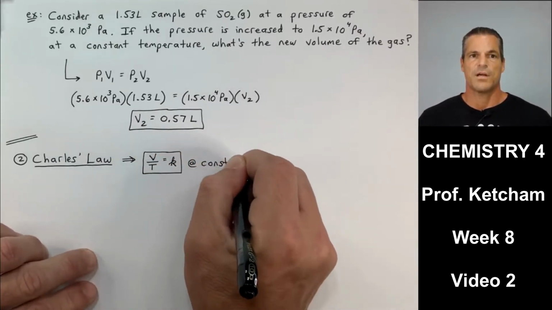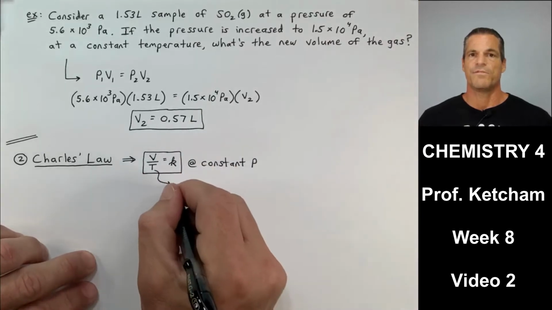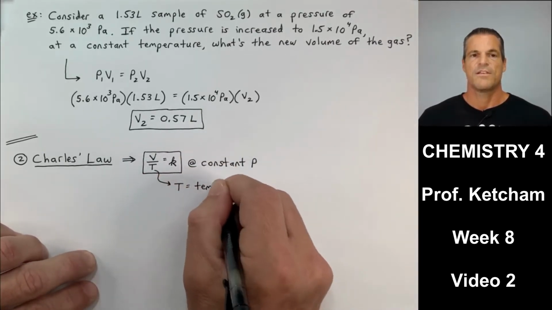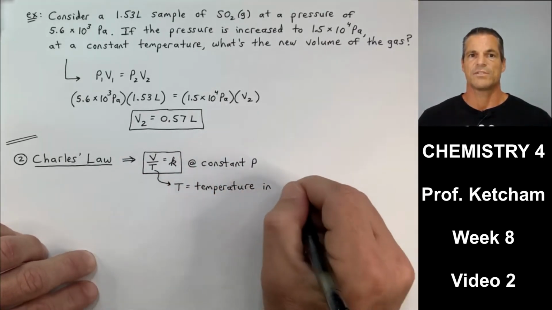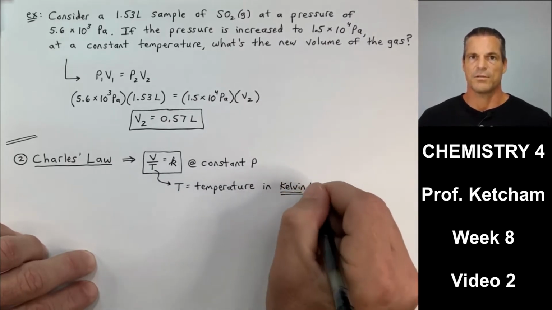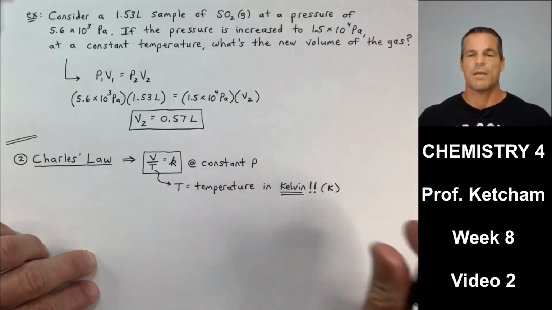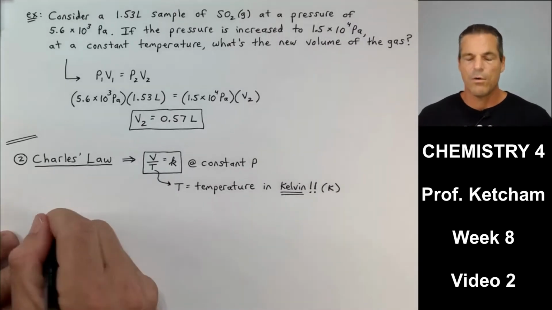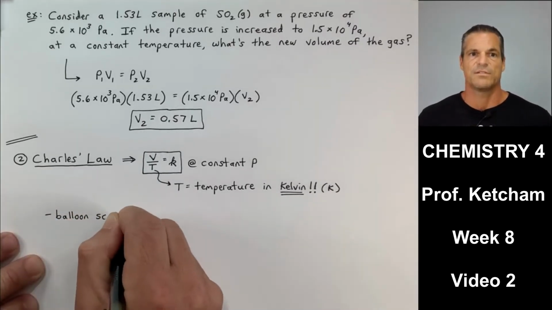The second law I want to talk about today is a relationship between volume and temperature. V over T equals K at constant pressure, with the other variables held constant. The temperature must be in kelvins. Always think of temperature in kelvins.